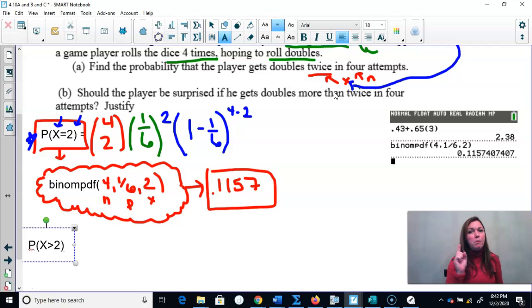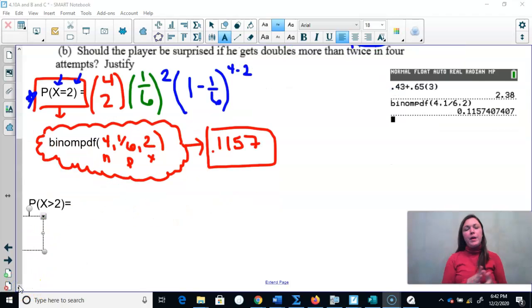If he gets doubles more than twice in 4 attempts, so that means 3 or 4. Well, what does that mean now? How are we going to type that in our calculator? First of all, what you need to know, guys, is any time that we have an inequality, a greater than, a less than, a greater than or equal to, a less than or equal to, we're going to use a binomial CDF.